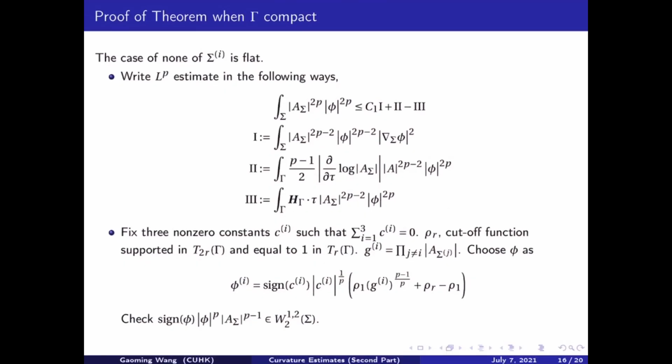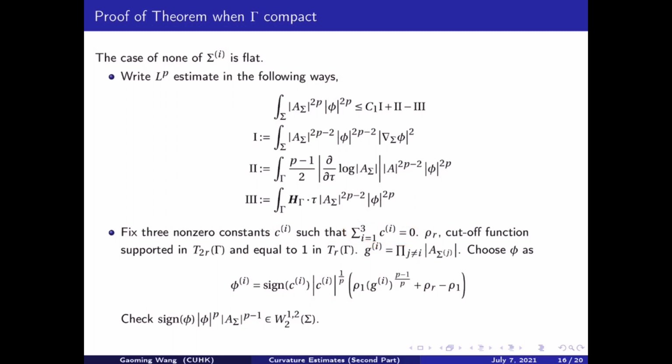Now let's start the proof. We assume none of sigma_i is flat at first. We write our LP estimate in three terms as written here. Next, we need to choose a suitable test function. Here we cannot choose a Euclidean test function that is constant in a large ball, since at least we need phi to satisfy the compatibility condition along gamma. In this proof, let's choose three non-zero constants whose sum is equal to 0.